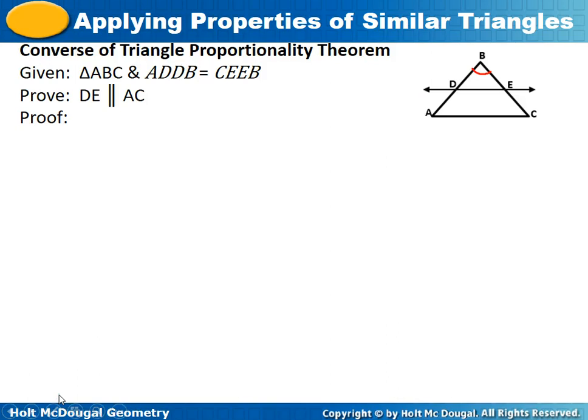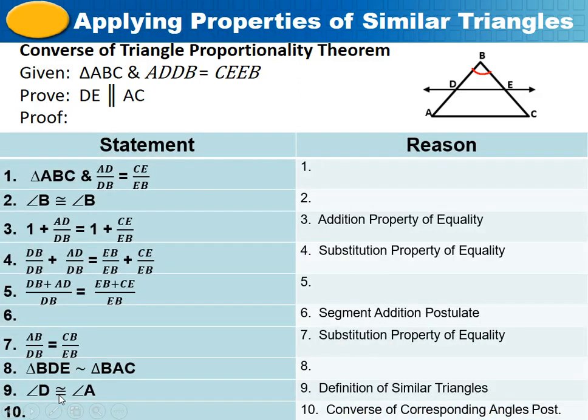Now we're going to talk about the proof of this one. So when we talk about the proof of this one, we are going to work through this. Obviously, our first statement was our given piece of information. Hopefully, all of y'all see that angle B is congruent to angle B because of the reflexive property. Now, if you notice, we're moving in the opposite direction we did with the other proof. So now we're just adding 1 to both sides. That's just the addition property.